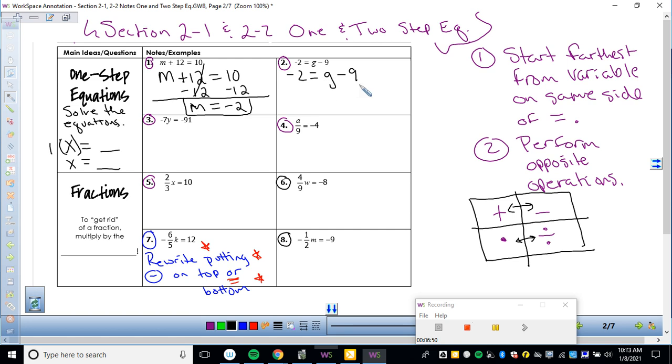we start on the same side of the equals, furthest away from the variable. Sometimes it's nice to put a box around the variable so we see what we're trying to get by itself. And then we do our opposite operations. It says minus 9, so I will add 9. And I have to do it to both sides of the equation. Negative 9 plus 9 is 0. So that goes away. Negative 2 plus 9 is 7 equals g. And we are done. There's our solution.